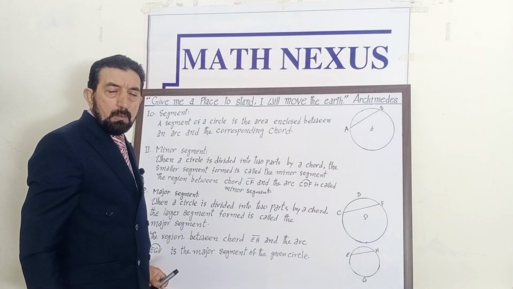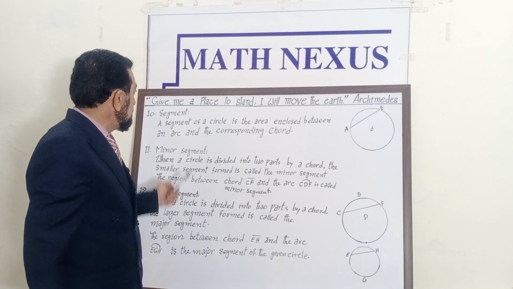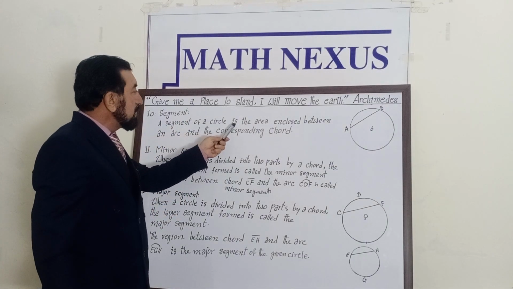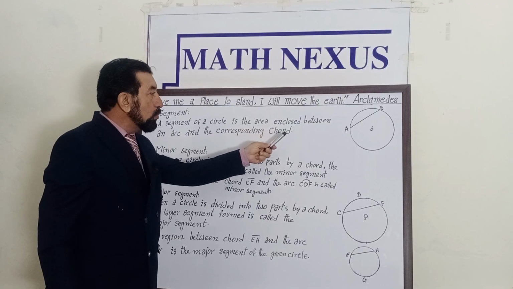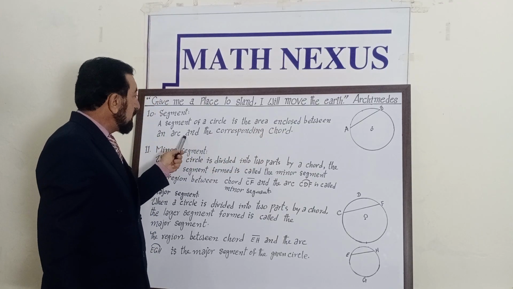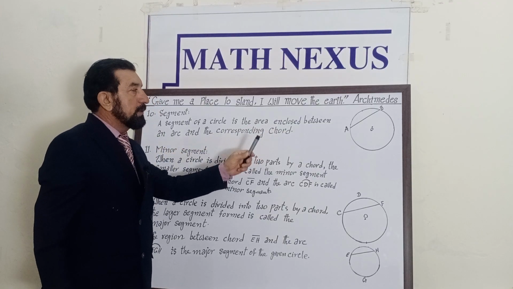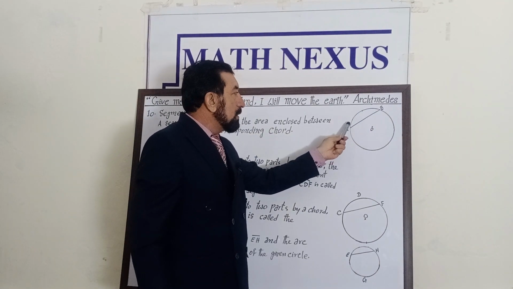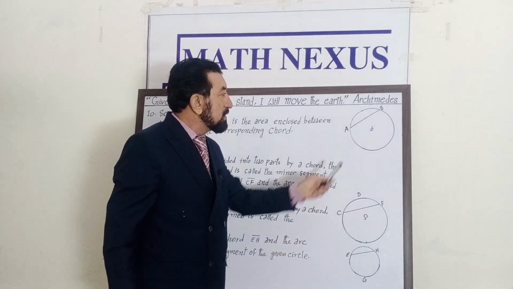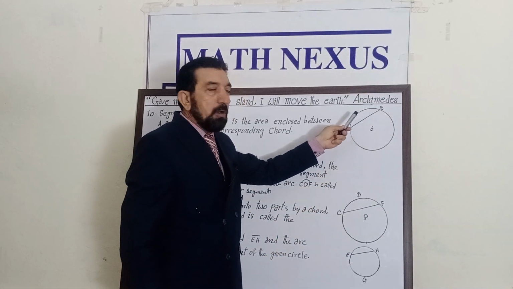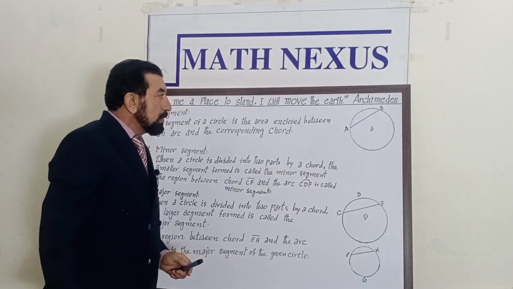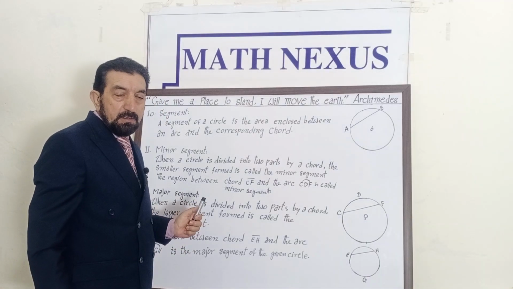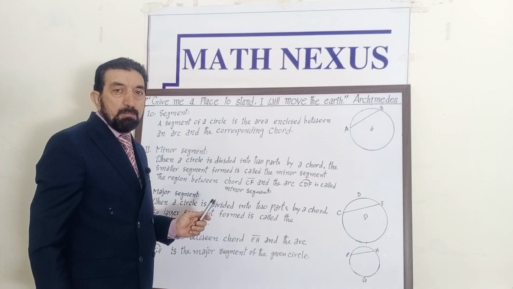In elements of the circle, the 10th is segment. What is segment? A segment of a circle is the area enclosed between an arc and the corresponding chord. An arc and the corresponding chord is called segment. This area is called segment. Now, segment has two parts. One is major segment and the other is minor segment.